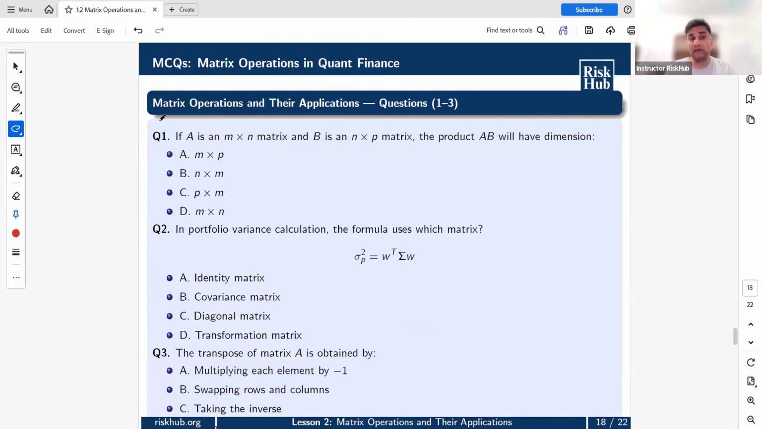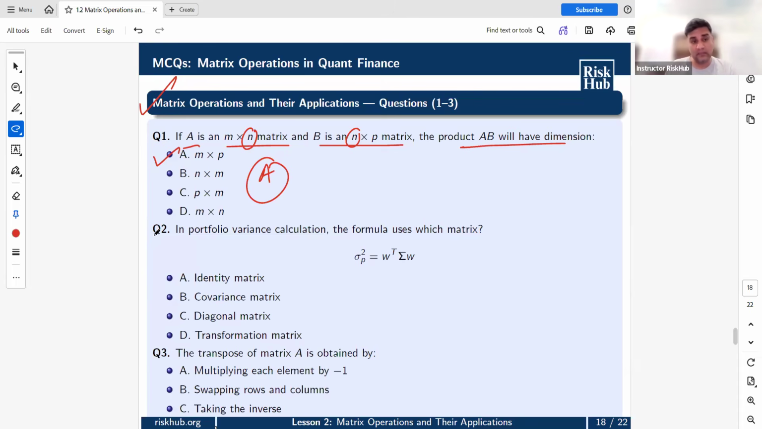Okay, then we have a few questions, right? Question number one. If A is an M into N matrix and B is an N into P matrix, the product AB will have what dimension, right? I told you very clearly that this has to match this. The correct answer will be M into P. Why M into P? Because the inner dimension must match. The outer dimension becomes the final output. Outer dimensions are M into P, right? Think operationally: compatibility inside, result outside, right?